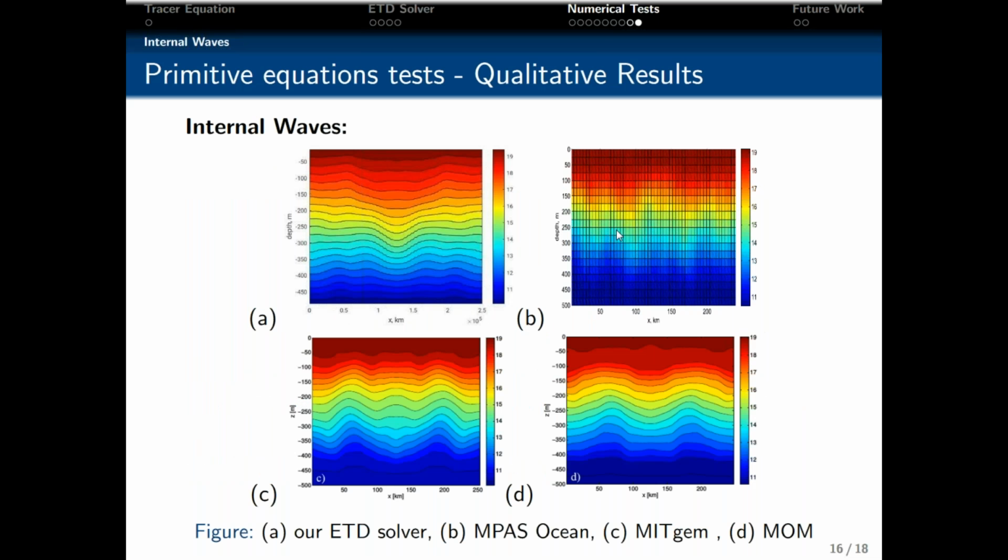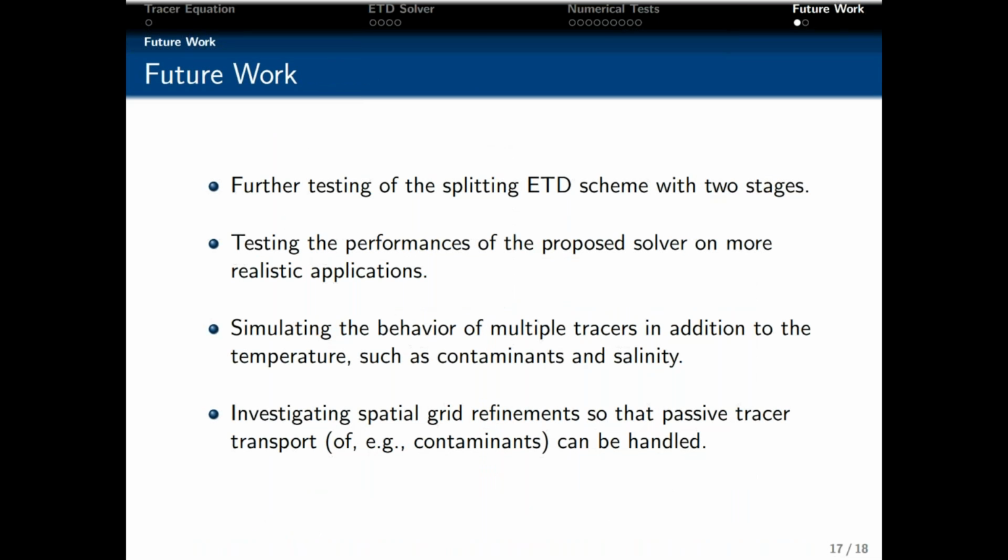If we take a DT of 300 seconds, and if we run the simulation for 200 days, here we have several results. A shows our result, B shows the result obtained with Ocean, and C and D show results that other codes obtained. I'm showing C and D just for aesthetic purposes because I think it's easier to compare A with C and D than with B. And as you can see, our result is comparable with the others.